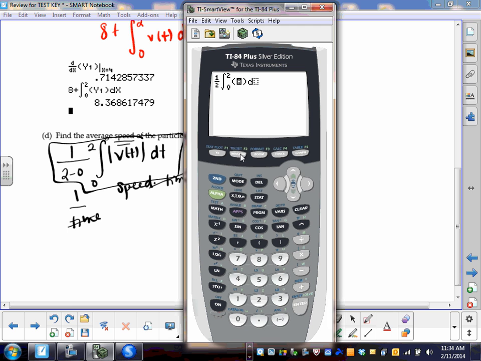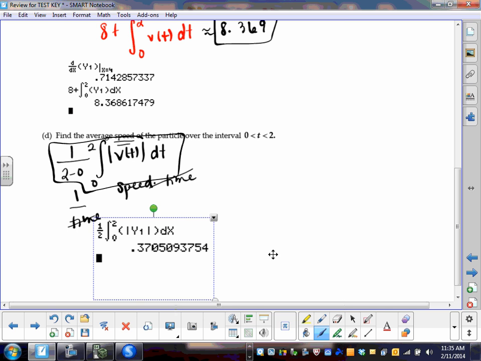The absolute value, which is here under your F2, along with your derivatives and integrals, of the y1 function that's already stored, which was velocity. So now we have the absolute value of velocity, speed, being integrated over time, and then dividing by time. So this should be how it reads on your calculator, and you get 0.371. And still don't make up units, please.